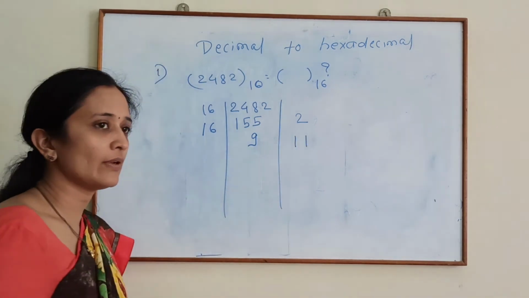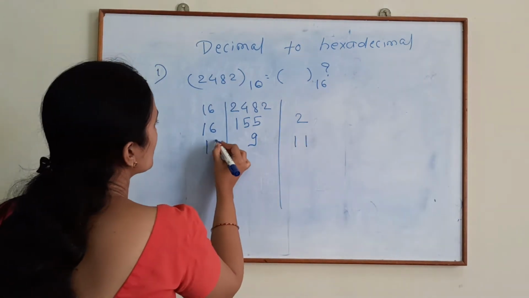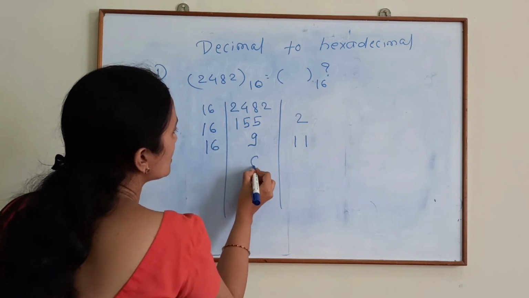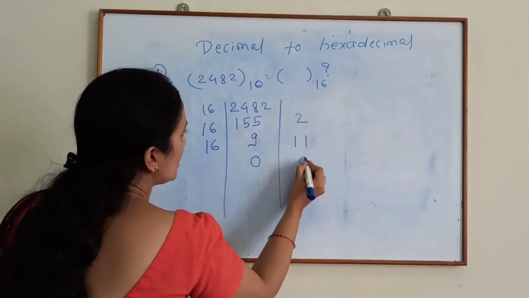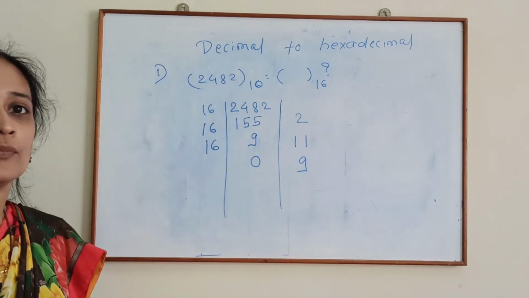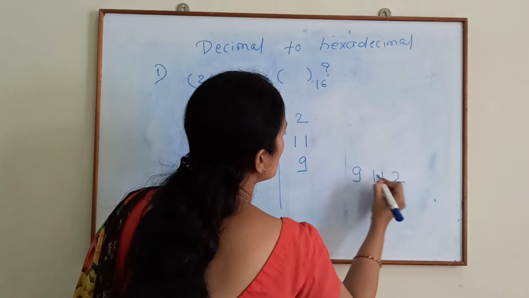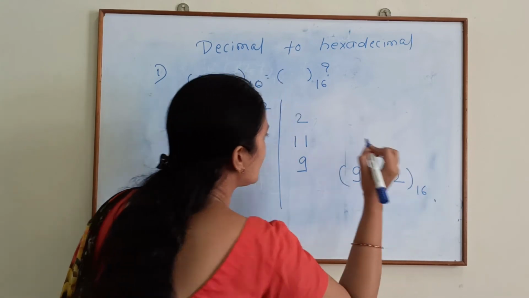Remainder is 11. Repeat the procedure. We cannot divide 9 by 16. Therefore, 16 zeros are 0. Remainder is 9. Our answer is 9, 11, 2 in hexadecimal.